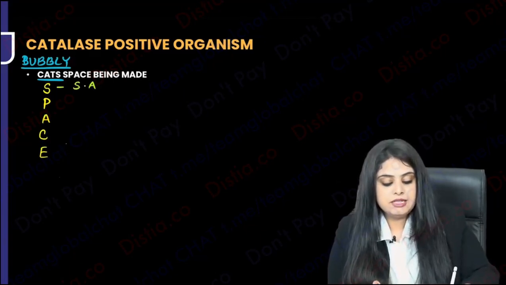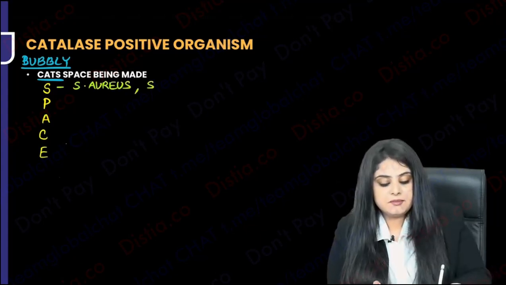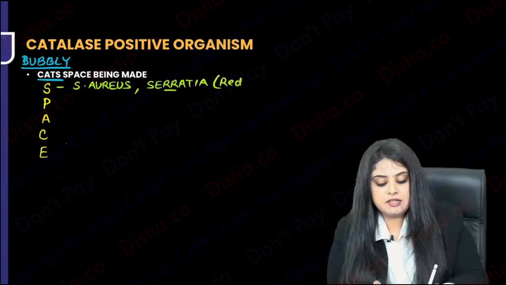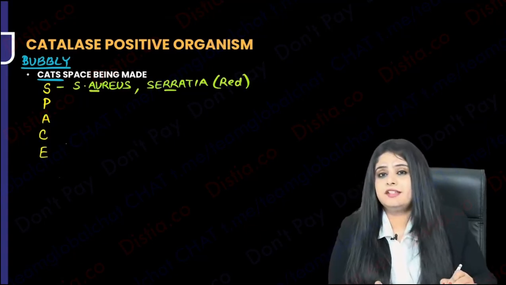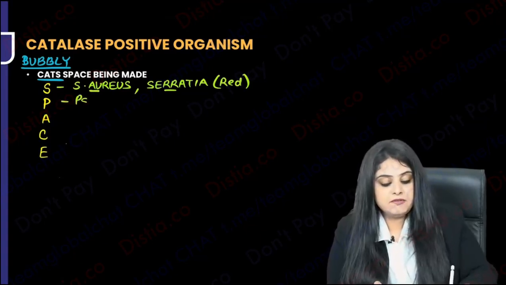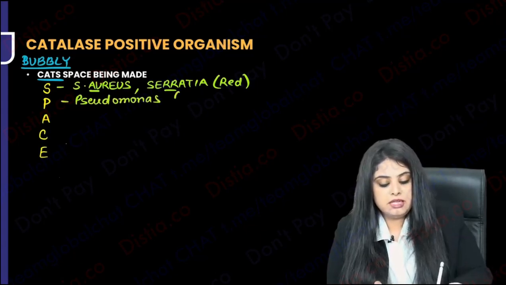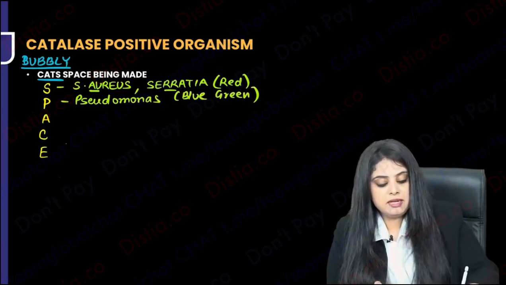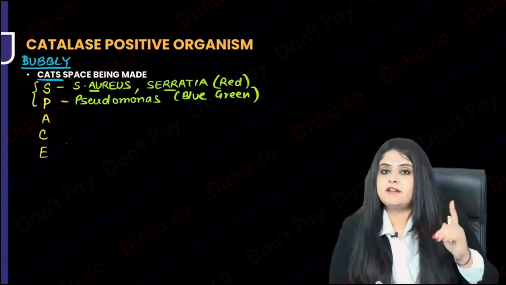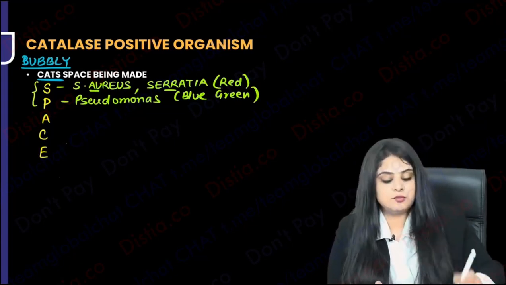Right now I told you Staphylococcus aureus has a golden pigment. After some time I will tell you Serratia. Serratia has a red color pigment. So repeating once again, Staph aureus has golden pigment, Serratia has red pigment, and P for Pseudomonas. Pseudomonas has a blue-green pigment. So the three pigmented bacteria, I have got them. Staph aureus, Serratia, Pseudomonas, they are catalase positive.